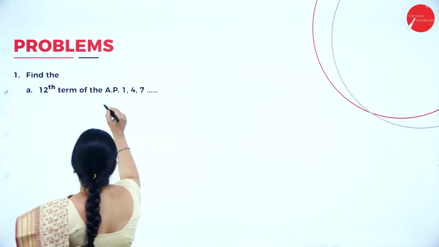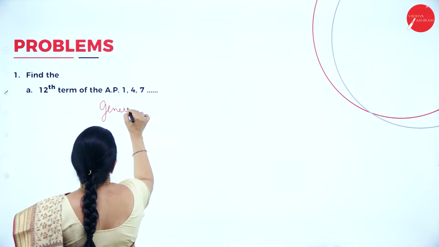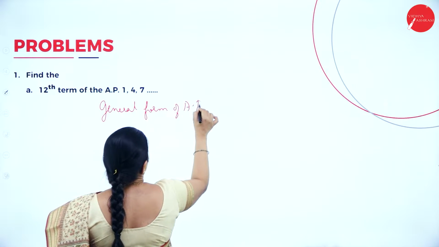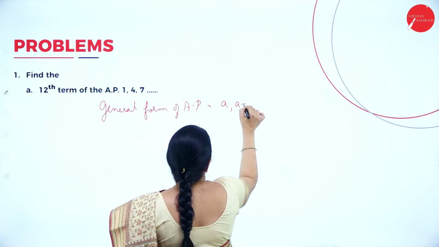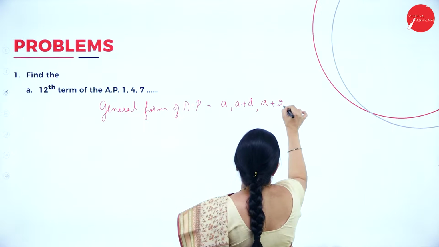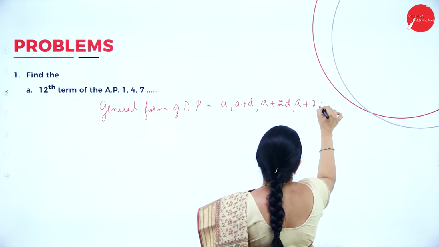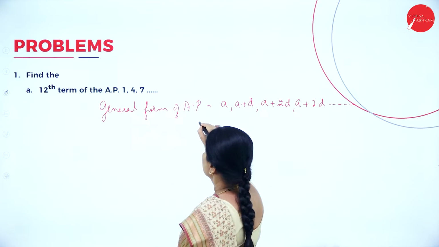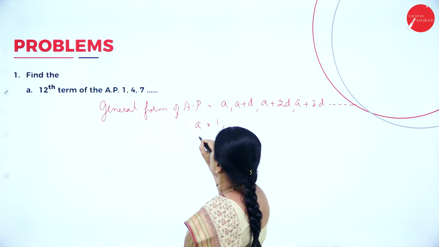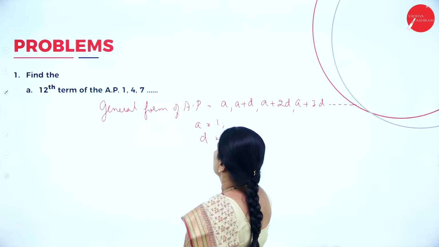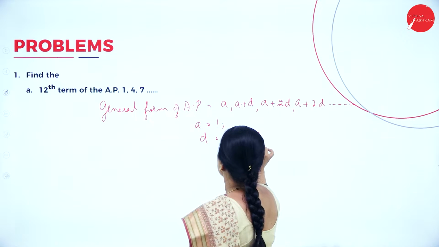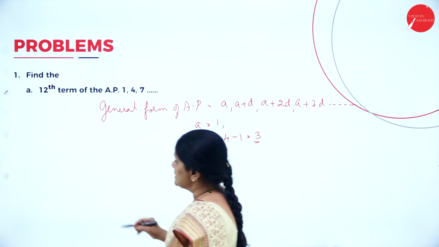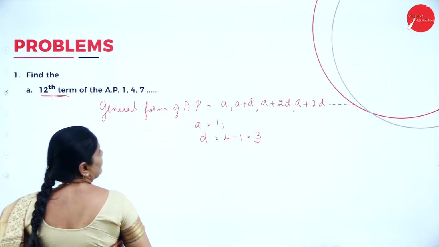Now let me write the general form of AP. The general form of AP equals A, A plus D, A plus 2D, A plus 3D, etc. So what is A here? A equals 1. What is D? D equals 4 minus 1, that is 3. So we know A, we know D. Now they have asked us for the 12th term of the AP.